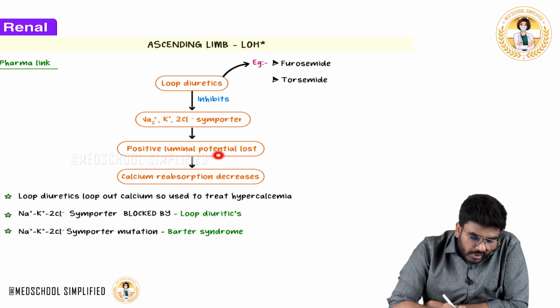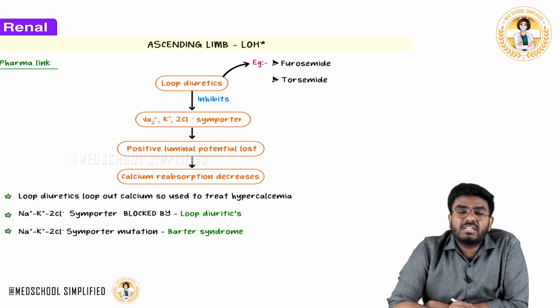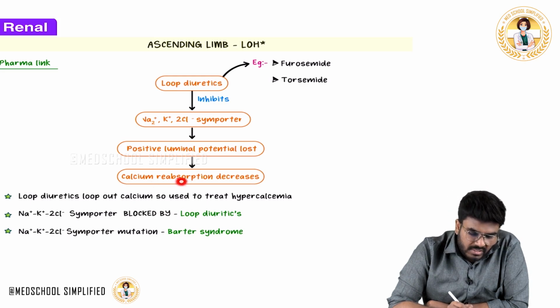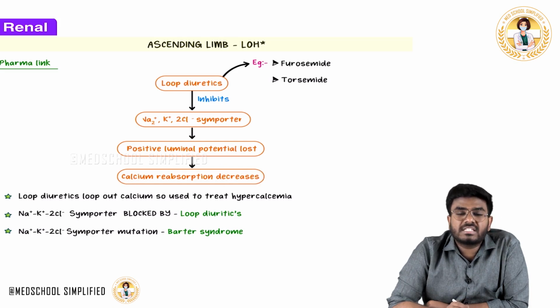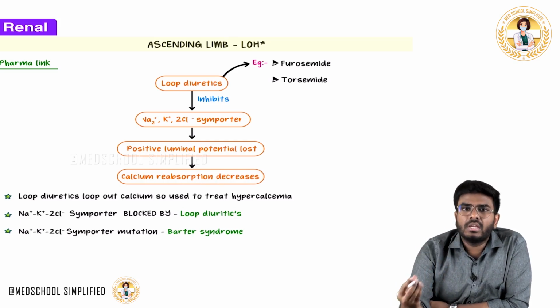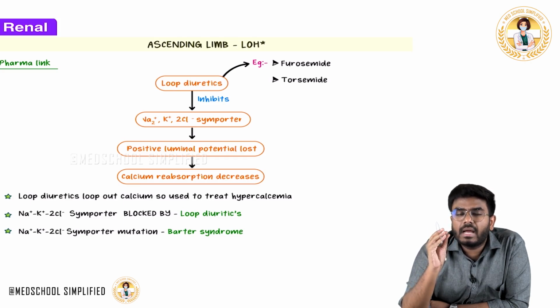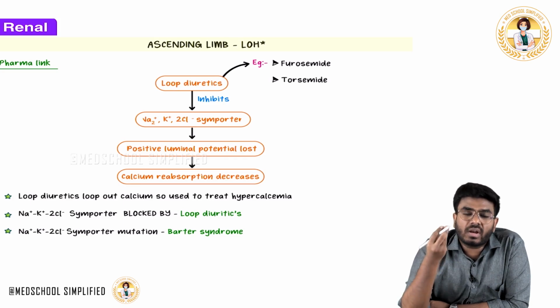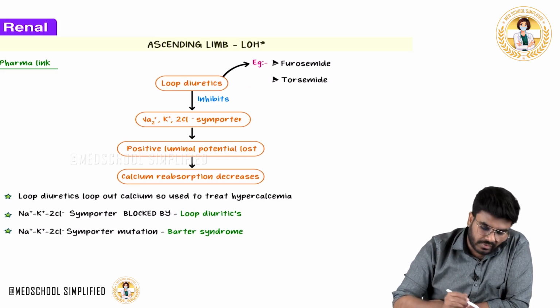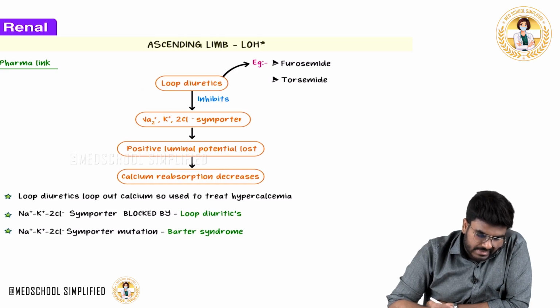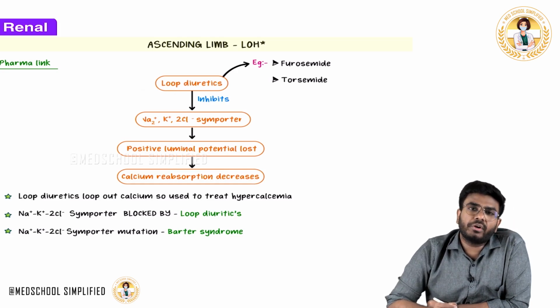When the positive luminal potential is lost, what happens? The calcium and magnesium are not going to be reabsorbed. They will be lost in the urine. So calcium reabsorption decreases. All this calcium will go into the urine. All that urine will collect in the renal pelvis, and from there into the ureter. Now in that urine more calcium is there. This calcium will precipitate and form stones. So one of the side effects of the loop diuretics is nephrolithiasis.